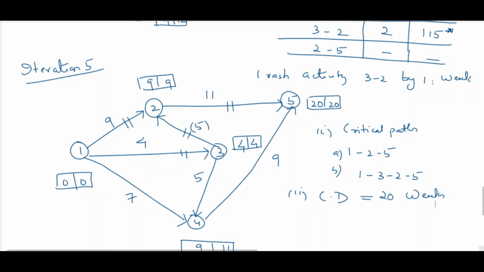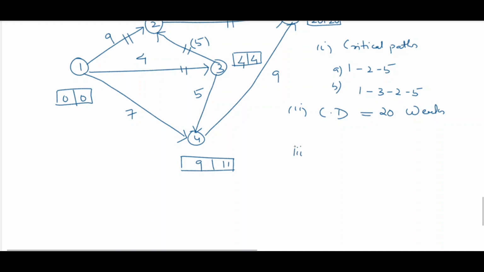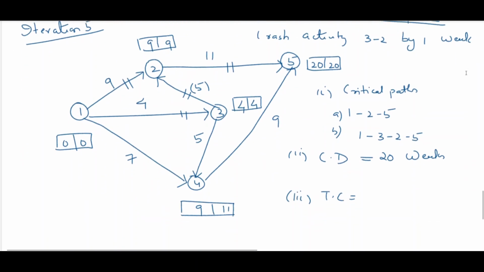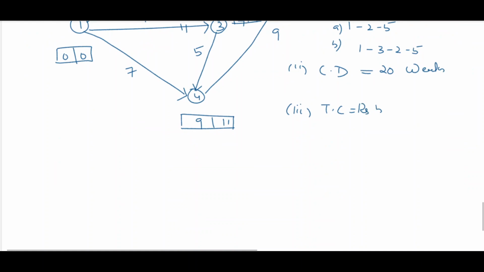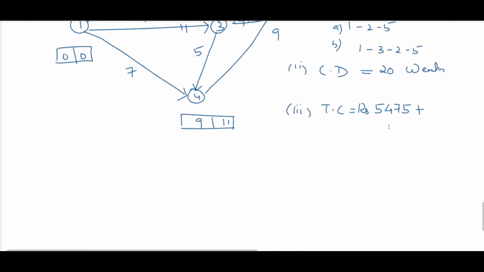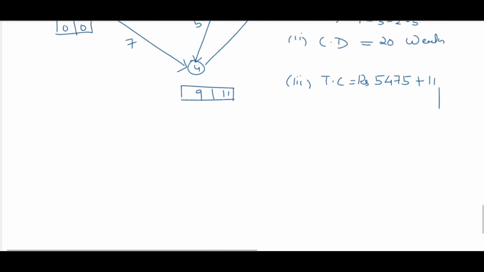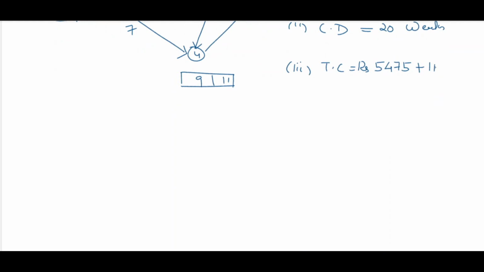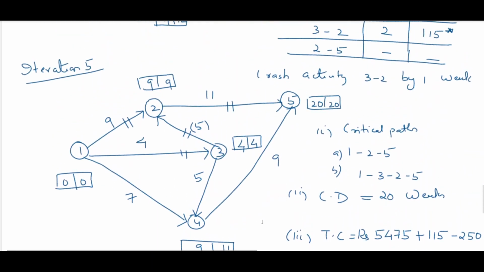Now the path is okay. Now we will compute the total cost. Let's say the total cost, it should reduce. Total cost is equal to the previous cost, which is 5475 rupees, plus the increase in direct cost. What was the cost slope? You can see 115 into 1 because we have compressed by 1 week only. Plus 115, minus the indirect cost, which is 250. So it is equal to rupees 5340.